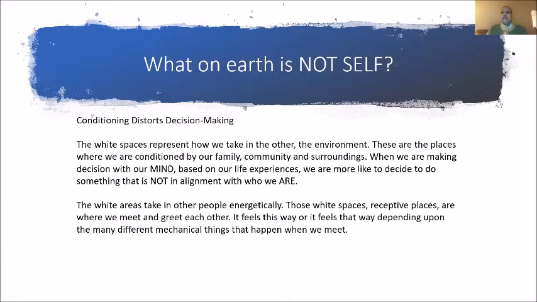So the white areas take in other people energetically. Those white spaces, receptive places, are where we meet and greet each other. And things feel this way or that way depending on many different mechanical things that happen when we meet. And so one of the things I will get into, which I think is exciting, is showing my chart with Emily's chart and how you create these electromagnetic attractions to other people based on what's in your design and what's in theirs, whether they know it or you know it at the time or not.